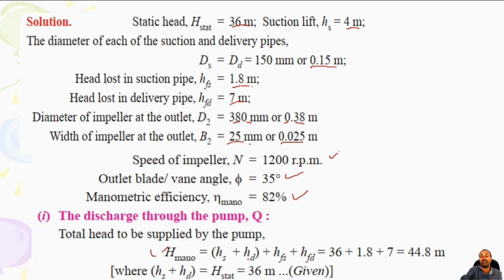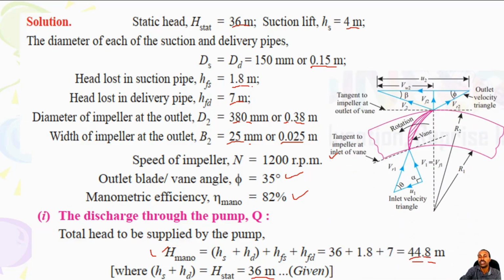HS plus HD, static head plus delivery head plus head loss due to suction, head loss due to delivery. So we have this 44.8 meter. Once we have the static head, which is 36 meter, which is given, then we can compute the other parameters.